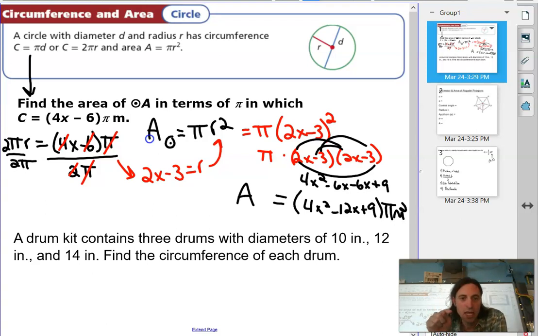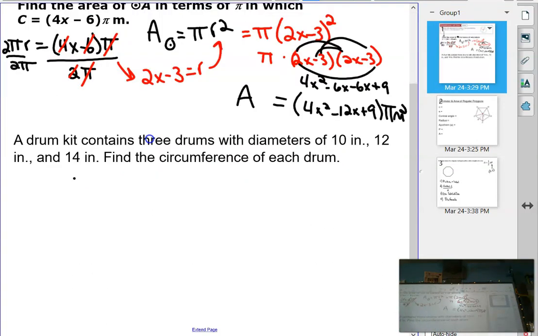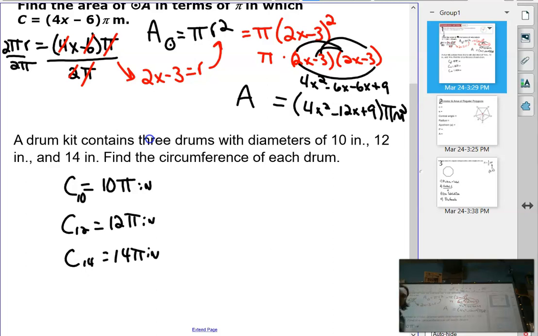It says a drum kit contains 3 drums with diameters of 10, 12, and 14. Find the circumference of each drum. Let's do it 2 ways. First of all, let's find it exactly. Exactly means in terms of pi. Circumference is pi times diameter. So the first one, with a diameter of 10, would have a circumference of 10 pi inches. The 12 one would be 12 pi inches, and the other one would be 14 pi inches. Remember, they've given me the diameter, so all I have to do is multiply that by pi.